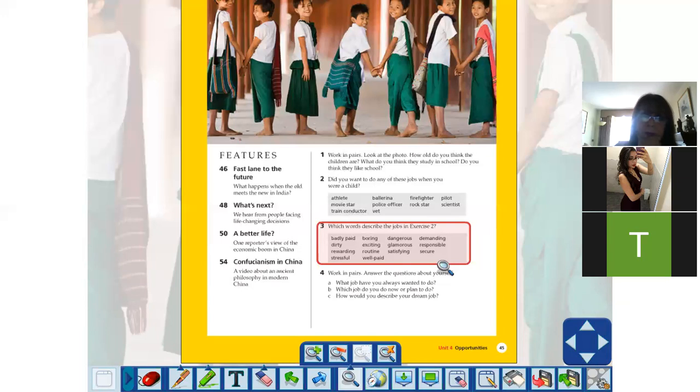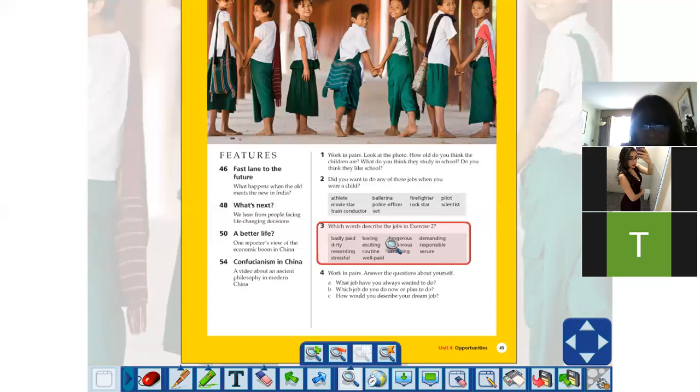Maybe well paid. Yeah, okay, well paid. Pilots are well paid, yes. And exciting, I think. Exciting. Yeah, very exciting. You never know what could happen when they are flying, right? Exciting, yes. Demanding, I think also. Demanding means needing a lot of time, attention, and effort. Es exigente, demanding, right? Okay, all right.